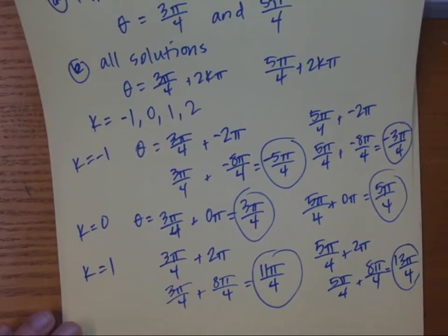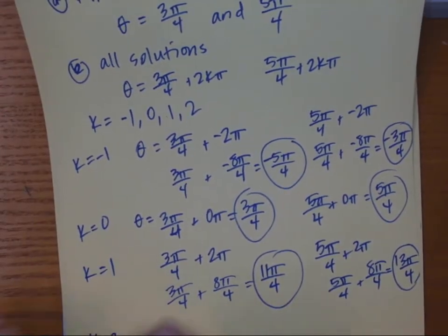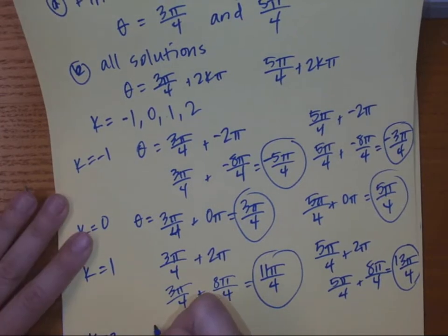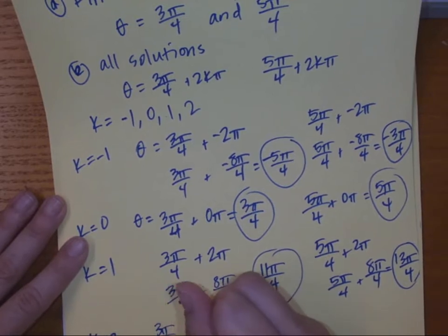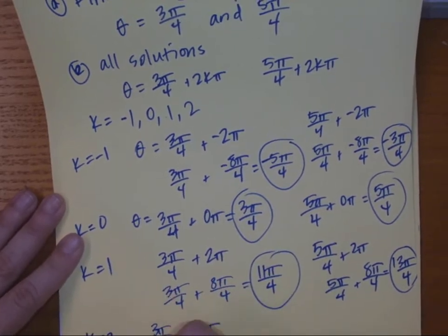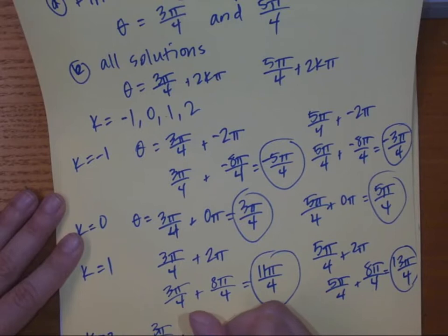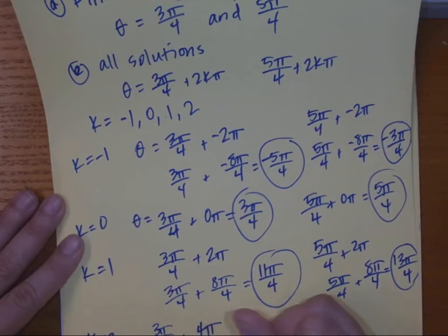Okay, so there's 6 solutions. Now let me plug in k equals 2. So for k equals 2, 3 pi over 4 plus 2 times 2 pi would be 4 pi. So common denominator would be 3 pi over 4 plus 4 times 4 is 16 pi over 4. And that would give me 19 pi over 4.